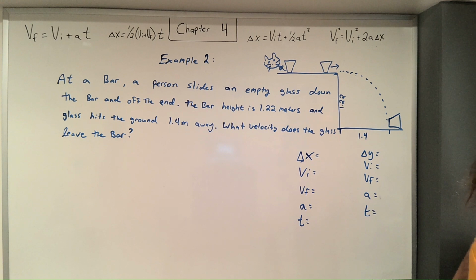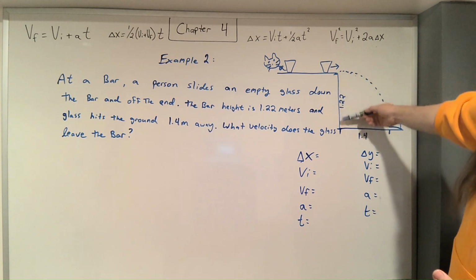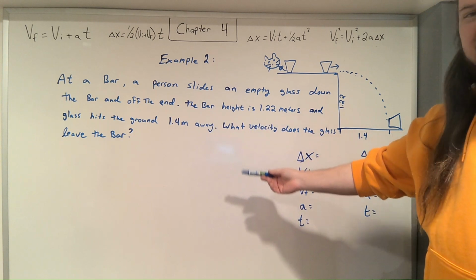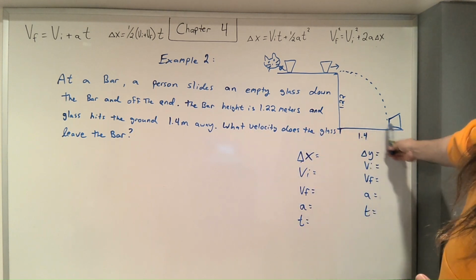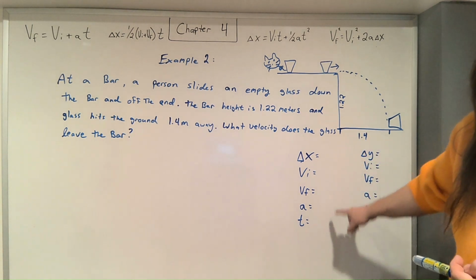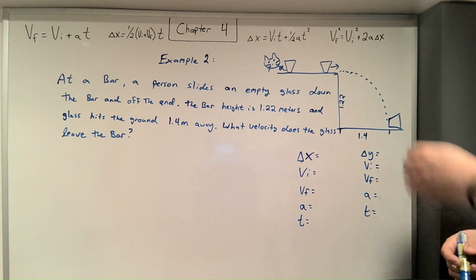Okay. The bar's height is 1.22 meters, so I have the height of the bar as 1.22. The glass hits the ground 1.4 meters away, so I have this distance here as being 1.4 meters. That's where the glass hits the ground. Now, it's a two-dimensional problem. We can see from the picture, and from the wording, that it has a height and a distance, and it's asking a two-dimensional kinematic. So I have gone ahead and made my two tables. Okay, and now we're going to try and fill in those tables as best we can.